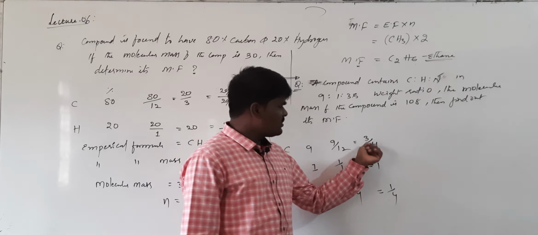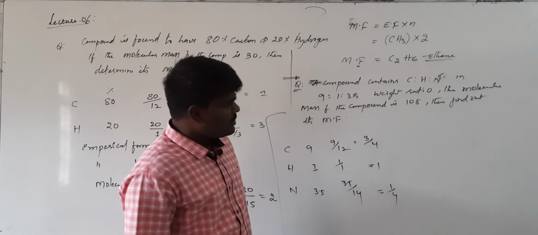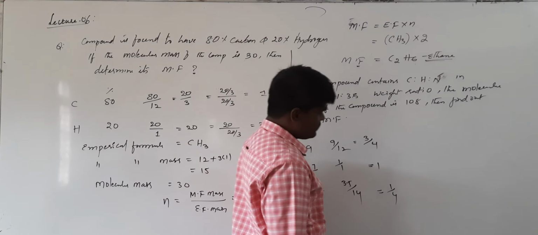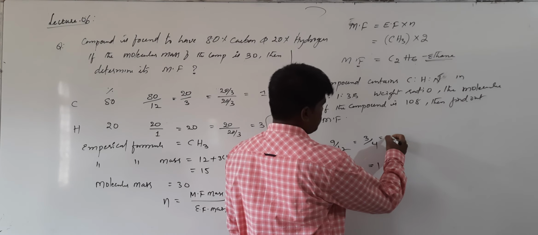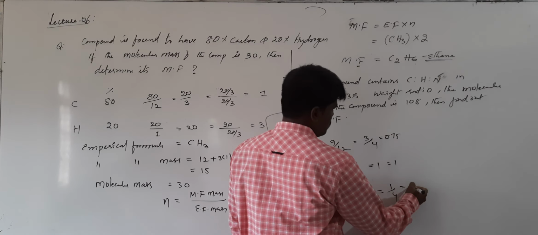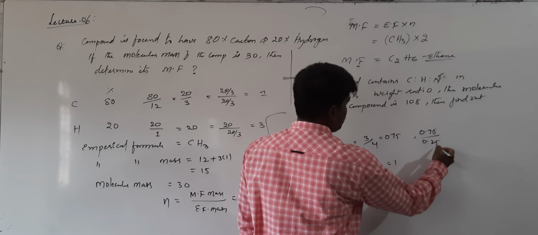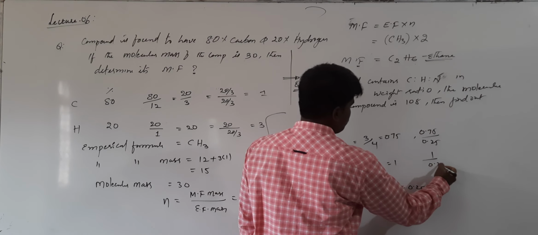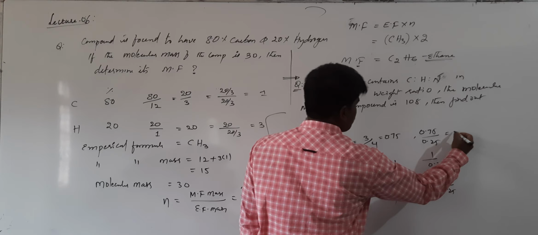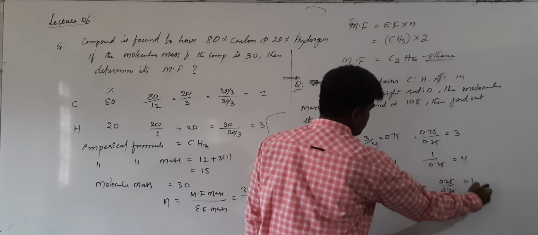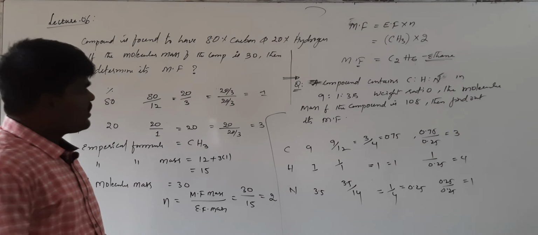Now what is the lowest number here? This is 3/4, this is 1 and this is 1/4. 1/4 is the lowest number, so you have to divide all of these by 1/4. You can write it as: divide this 0.75 by 0.25, 1 by 0.25 and 0.25 by 0.25. This comes to 3, this comes to 4, and this comes to 1. Now you have got the empirical formula of the substance.